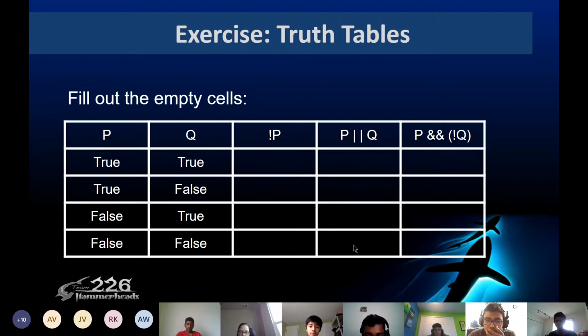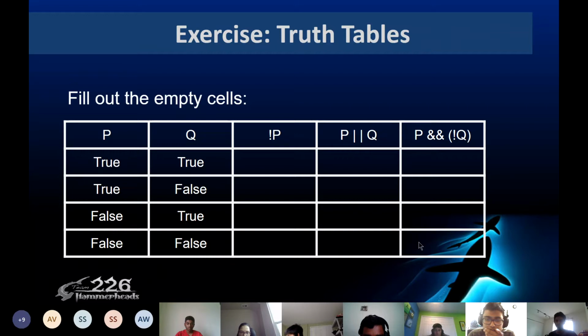That'd be false. Yeah. This one. That'd be false. Next one. That'd be true. Also true. That would be false, I think. Yeah, it's false because you have P is false and Q is true. However, we want to find not Q, so it will be false and false, which is false.